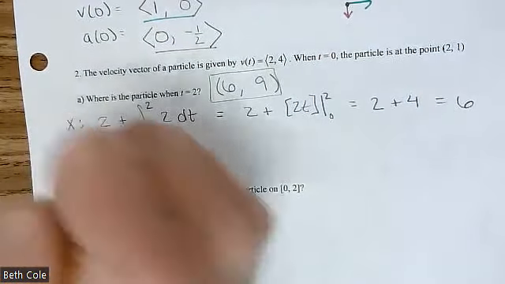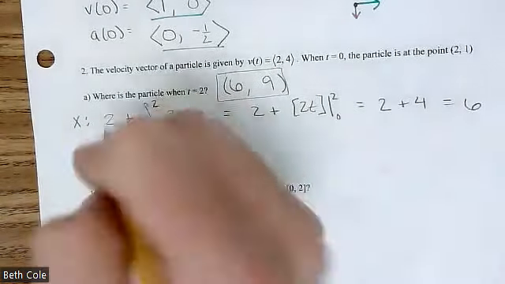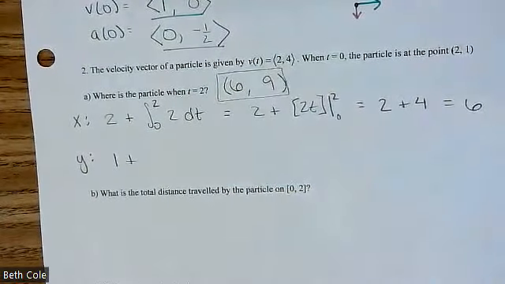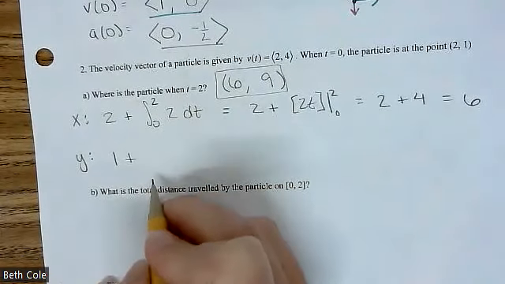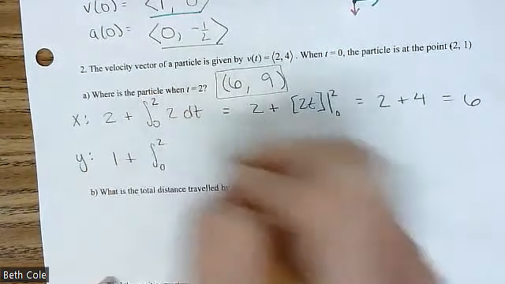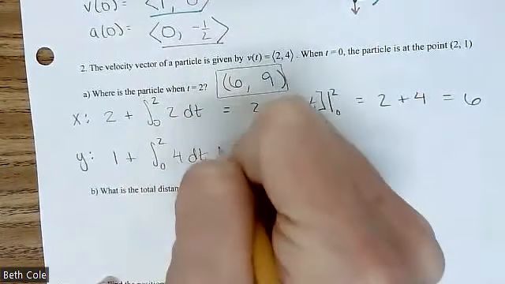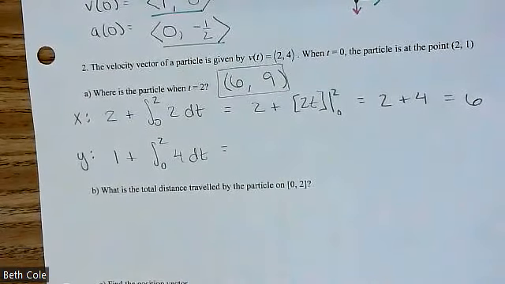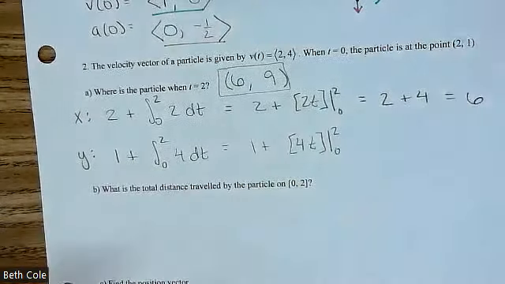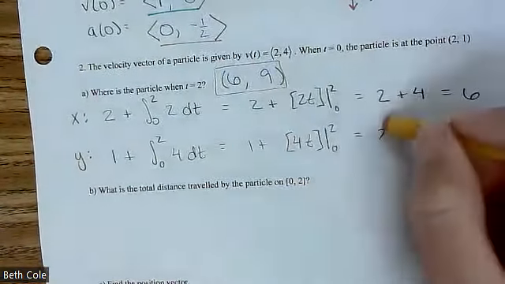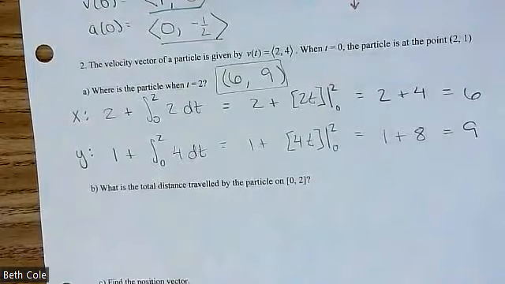Humor me, we're going to do y as well. Again, if it wasn't constant, this is how you would have to do the problem. So it starts at 1 plus what? 4 dt. So that would be 1 plus, and then your antiderivative of 4 would be 4t, 0 to 2. Upper boundary minus lower boundary would be 8 minus nothing. 1 plus 8 is 9. See, you all survived.